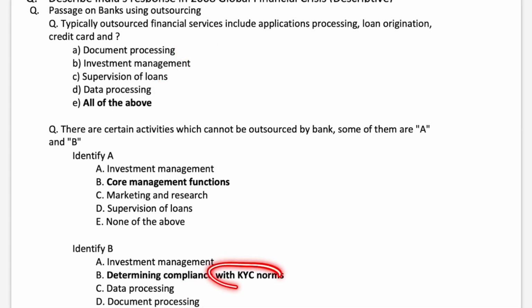So only one option was left, KYC norms. And obviously the compliance with KYC norms needs to be seen by the officers of the bank, right? So yeah, it was the answer.